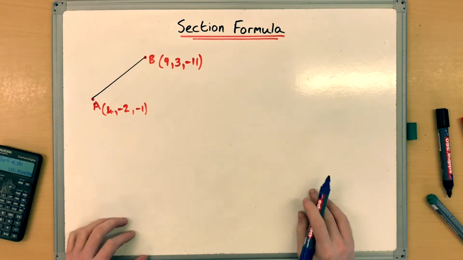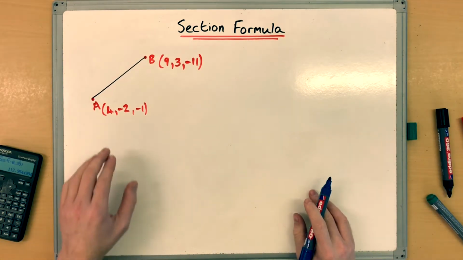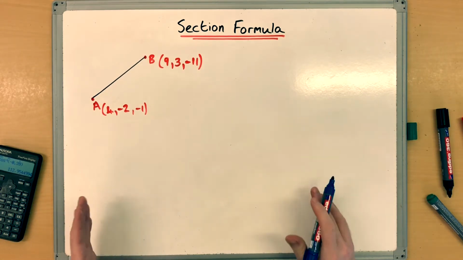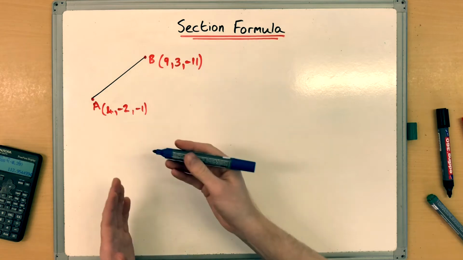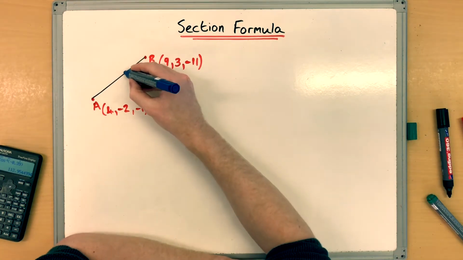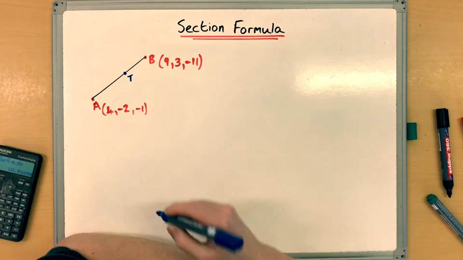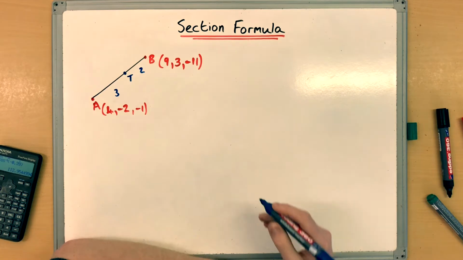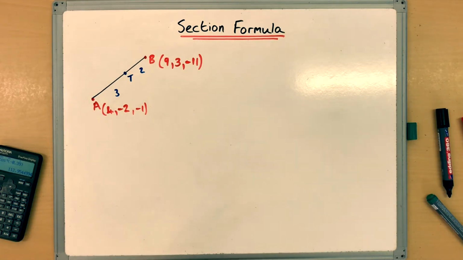Section formula. So section formula is for when you've got a line or a couple of points A and B and you want to find a point between those and you're told the ratio in which it divides it. So let's say we're looking for the point T, which divides the line AB in the ratio 3:2. So there are loads of different ways of doing this. I'm going to show you the quickest way I think to do it.